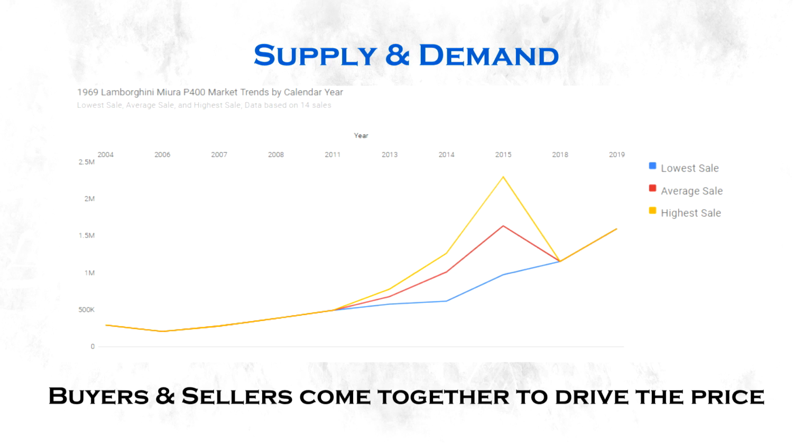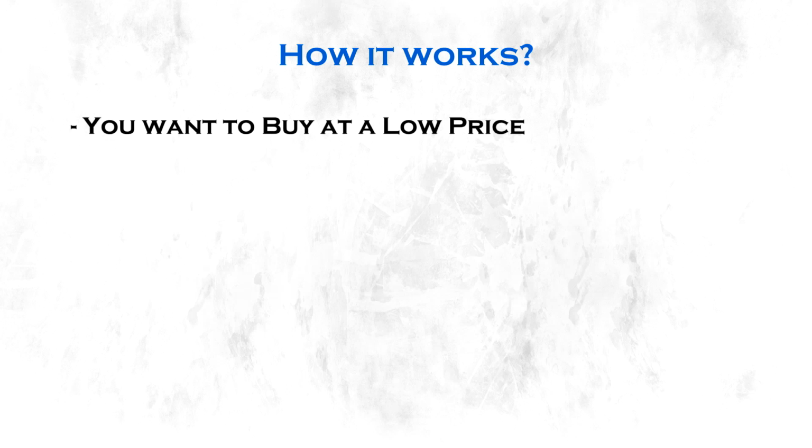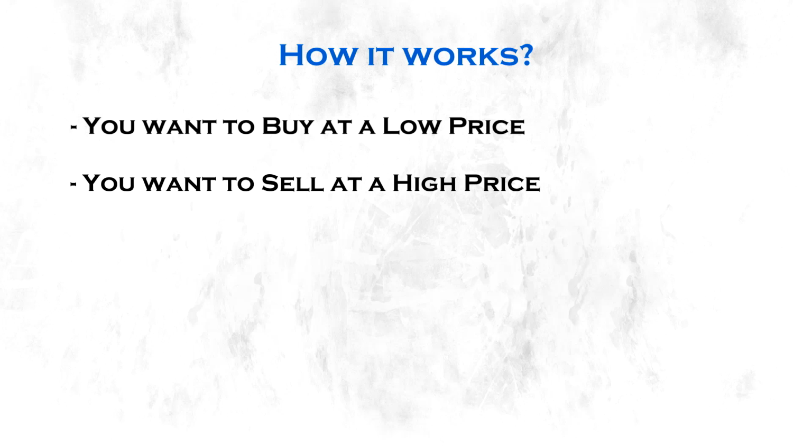You have buyers and sellers who come together, and this drives price either up or down. Whenever you want to buy something, you want to buy it at a low price when it's cheap. And whenever you want to sell something, you want to sell it at a high price when the value is high. So when you think the price goes up, you buy. And whenever you think the price goes down, you sell.